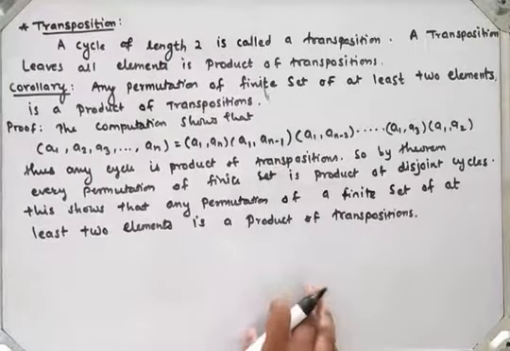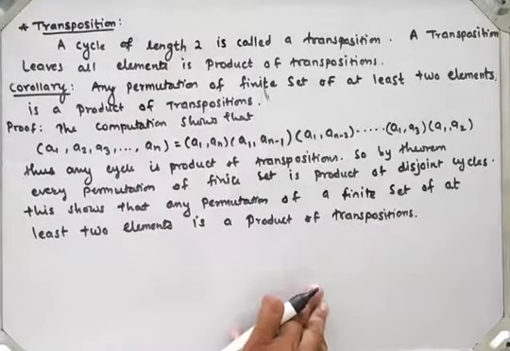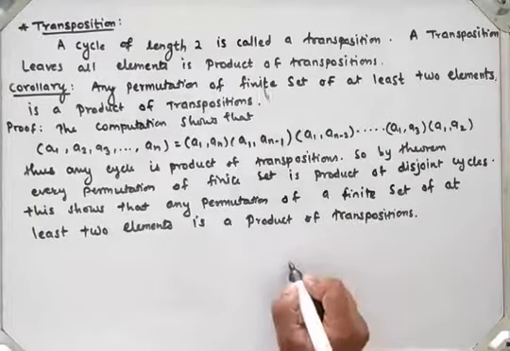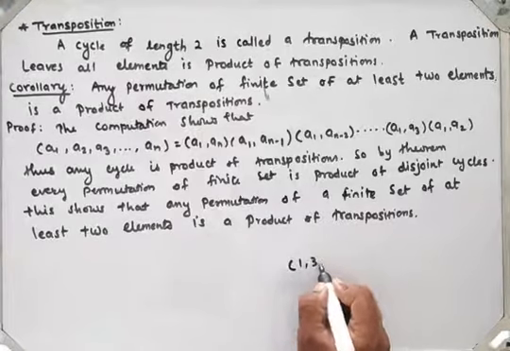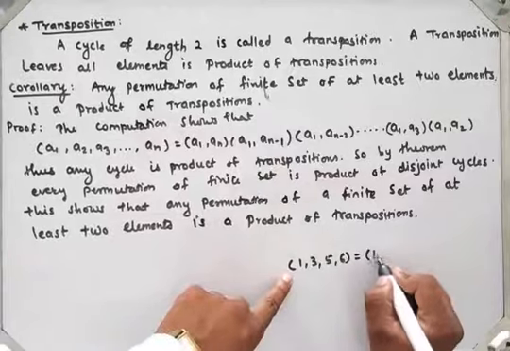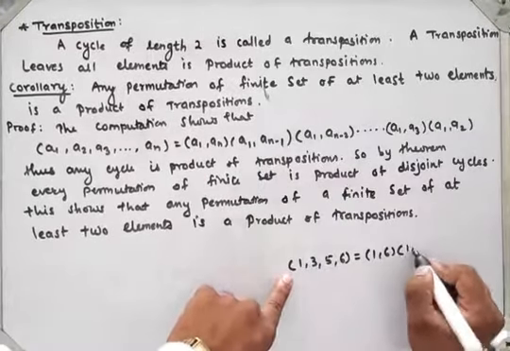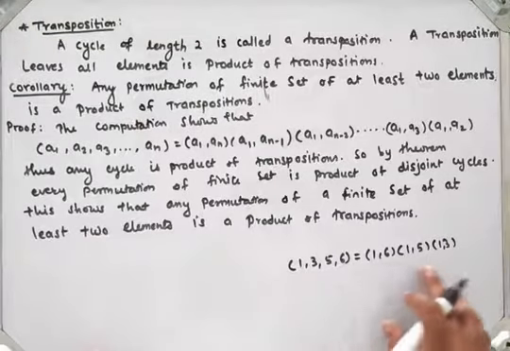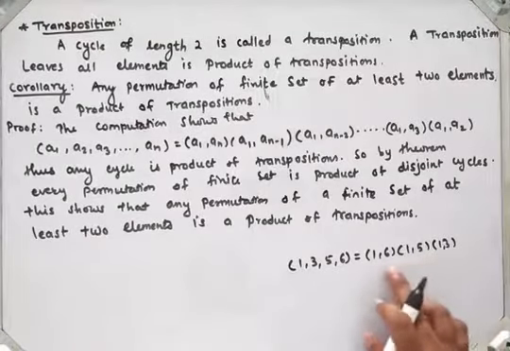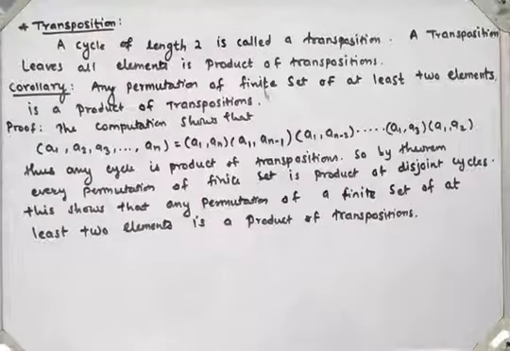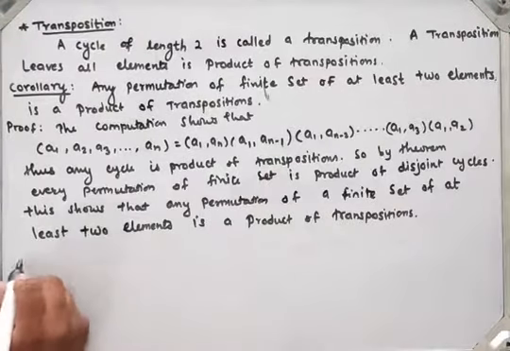Means a cycle whose length is n can be written as a product of transpositions. So for example, if we have a cycle (1 3 5 6), then this can be written as (1 6)(1 5)(1 3). So this is a product of transpositions. So in total how many transpositions are there? Total 3 transpositions, right?